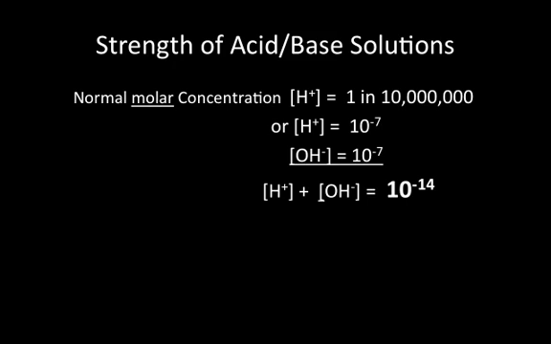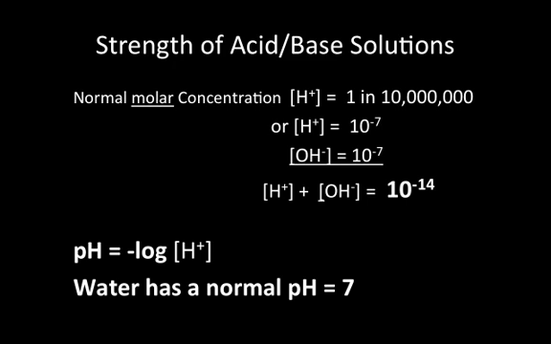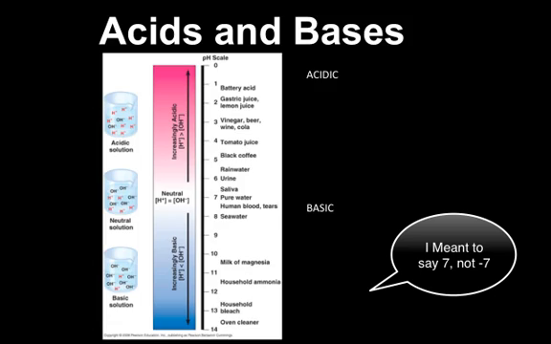We don't normally write the strengths of acids and bases in the scientific notation form or in very large numbers. We have a simpler way of displaying it. We use this measurement known as pH, which refers to the concentration of hydrogen ions in solution. And it's written as the negative log of the hydrogen concentration. Water has a normal pH of 7.